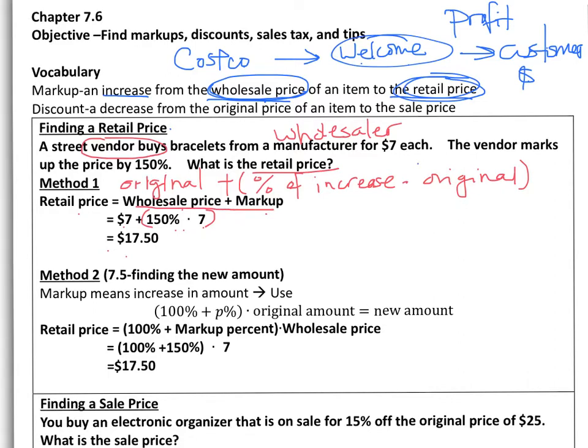Method 2, finding the new amount. Markup means increase in amount, so we can also use 100% plus p% times original amount to get the new amount. Okay, this was also presented in 7.5. If you don't remember, please go back and check out the video. So I can simply write 100% plus 150%, the markup, and multiply that by 7 to get $17.50 as well. I usually like to use method 2 over method 1.